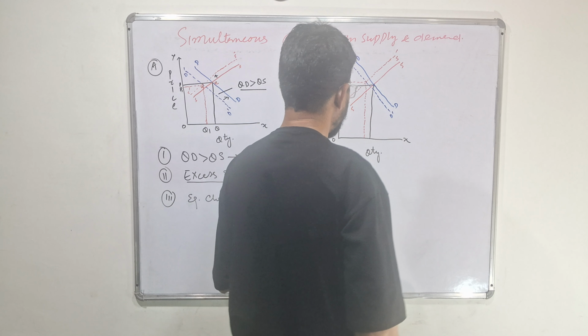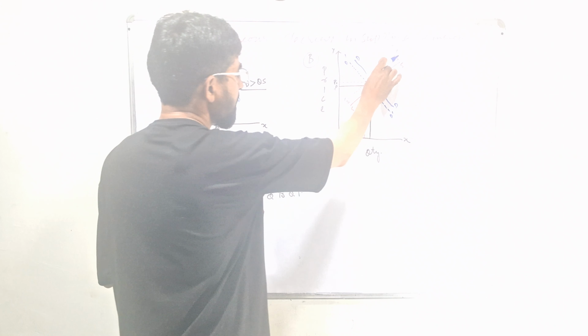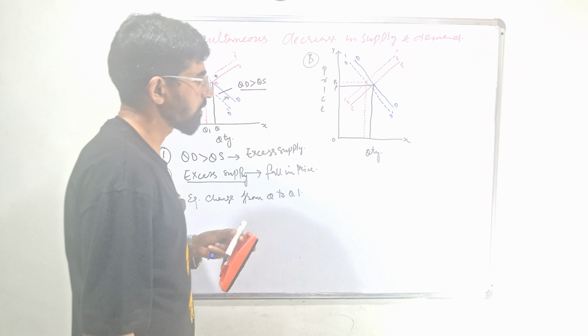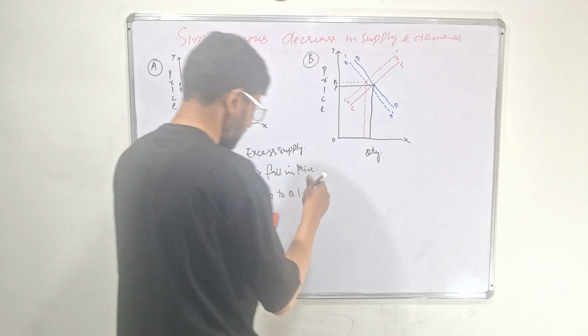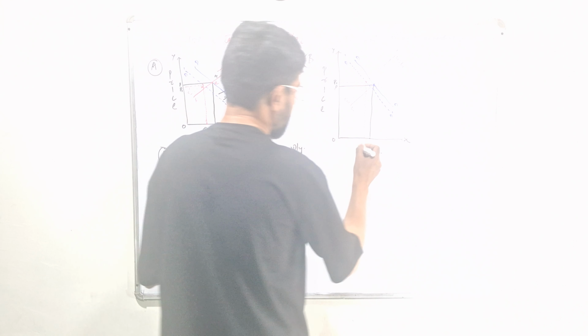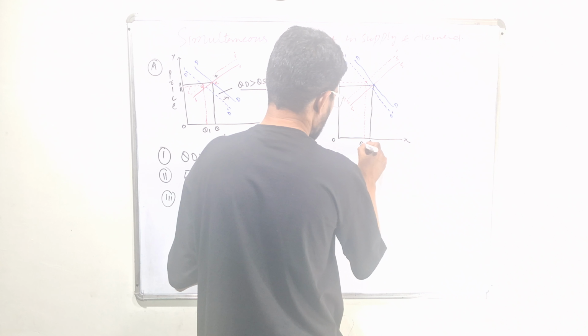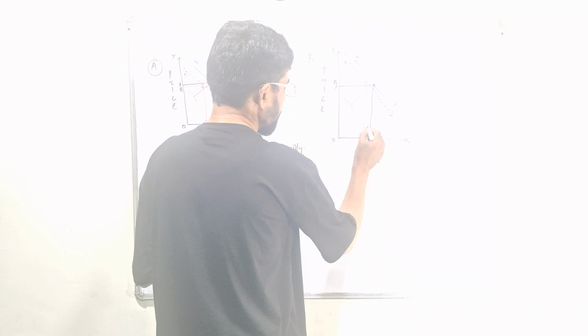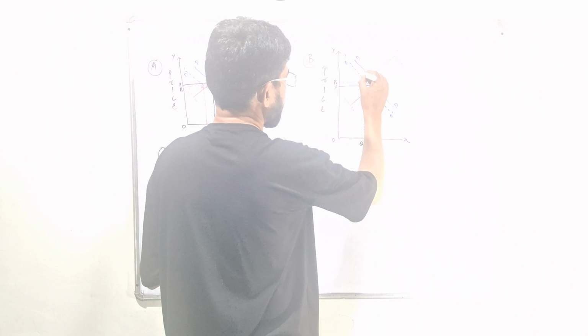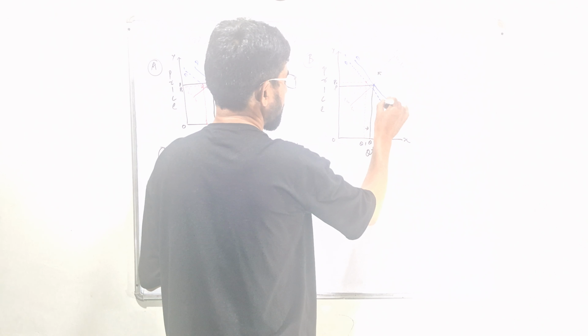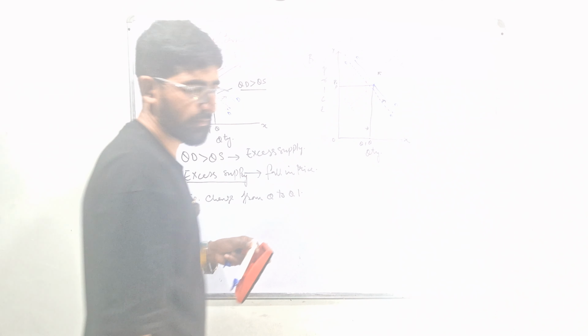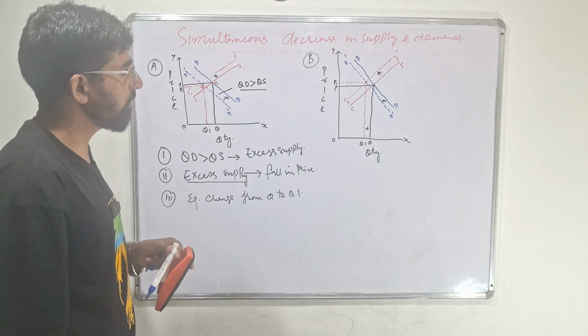D dash. Yes. This area and this area are equal. Both are equal, meaning the change in quantity demand is exactly the change in quantity supply. Here is Q, this is Q1. Whatever the quantity supply and quantity demand, these two areas are equal. They are changing equally.